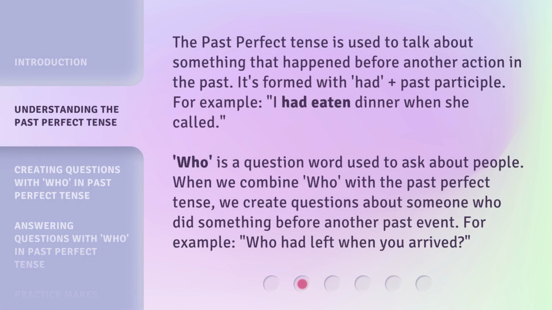The past perfect tense is used to talk about something that happened before another action in the past. It's formed with had plus past participle. For example, I had eaten dinner when she called. Who is a question word used to ask about people. When we combine who with the past perfect tense, we create questions about someone who did something before another past event. For example, who had left when you arrived?